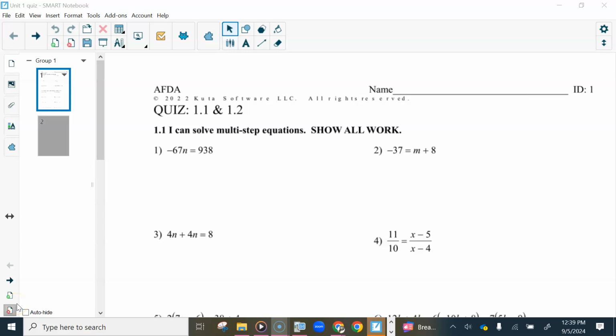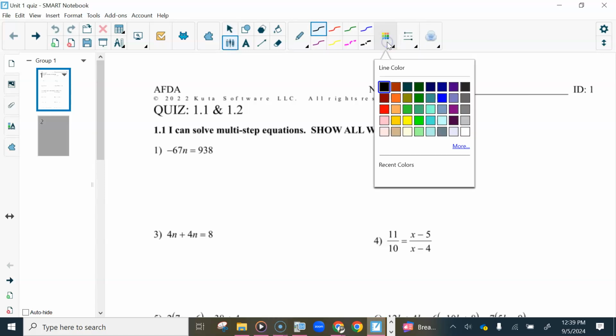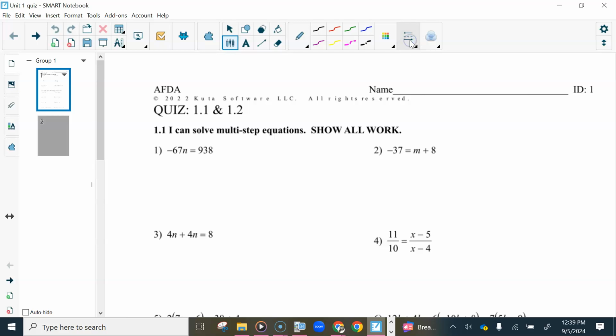This is going to go kind of fast because I want you to have an hour-ish to still take your test. You may not even need all of that time, but I still want you to have that time. Okay. So for number 1, you have to divide both sides by negative 67. This is what you should have done to get n equals negative 14.